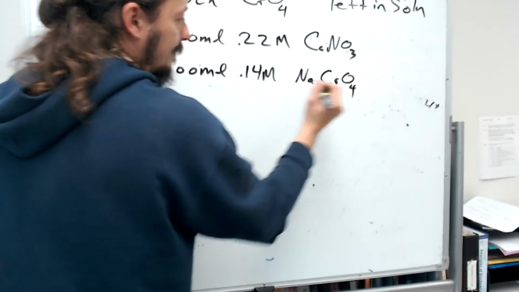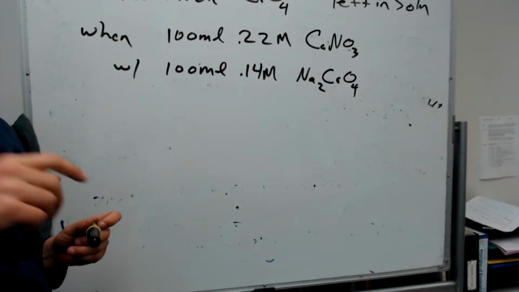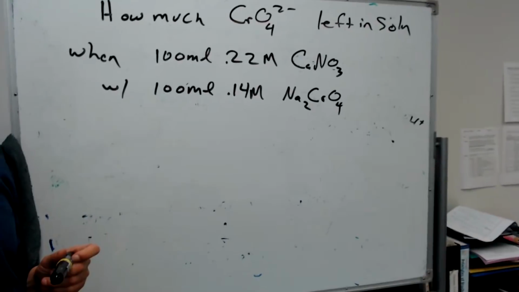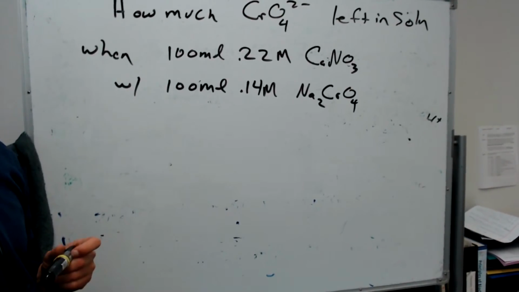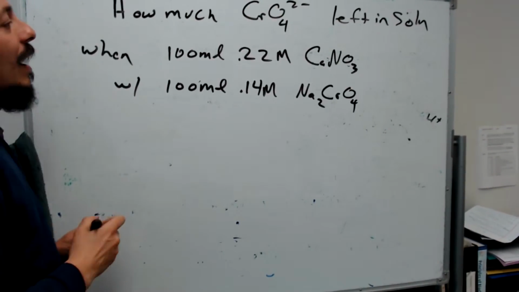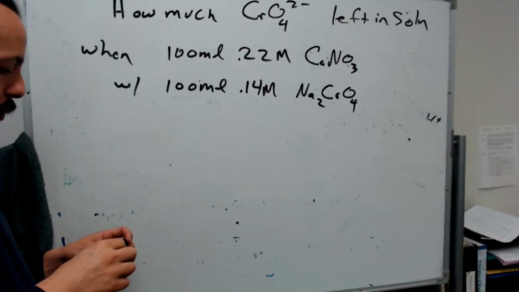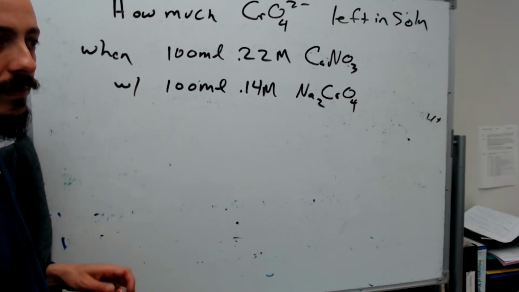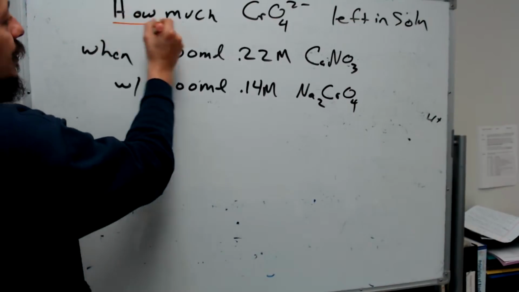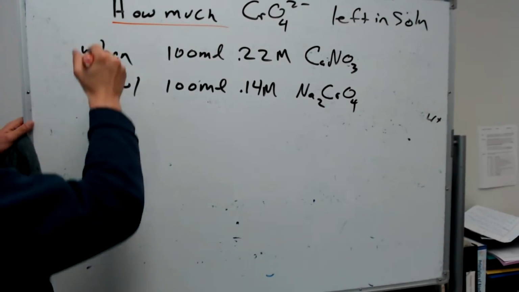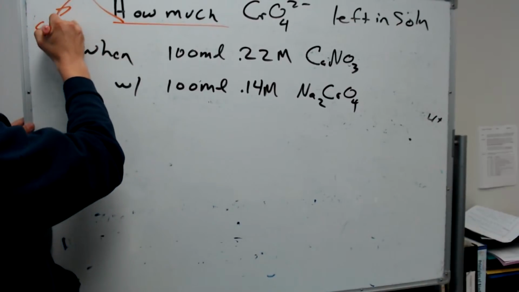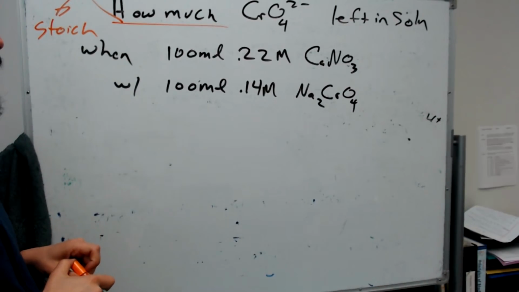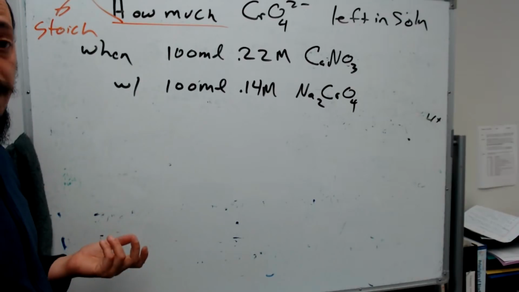Perfect. So let's go ahead. Let's start. That's still not getting the whole board. There we go. You don't need to see me. That's fine. So let's go ahead and think about what tells us what we're doing in the problem first. How much? What is how much going to tell us to do? Stoichiometry. Right. That means we're going to be doing some stoichiometry.